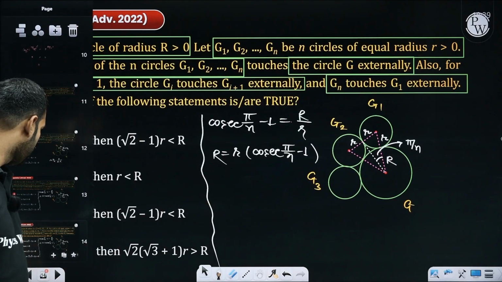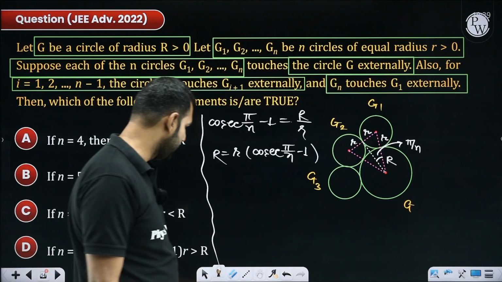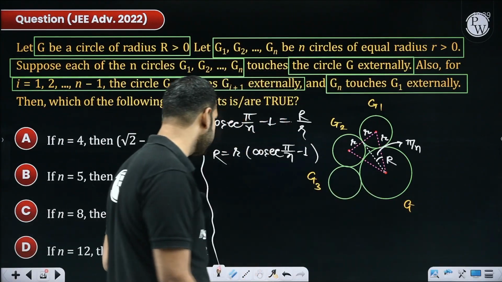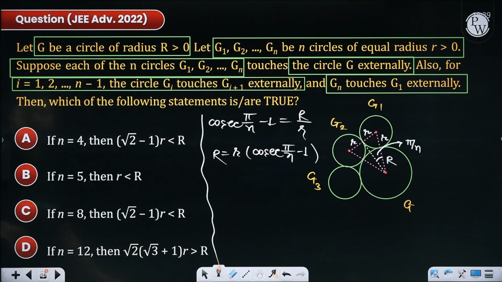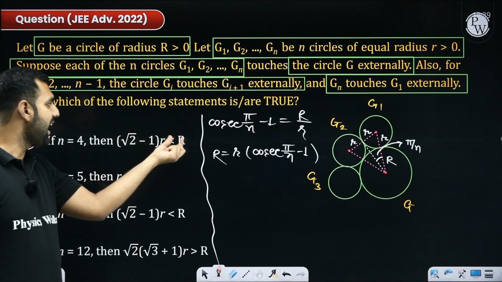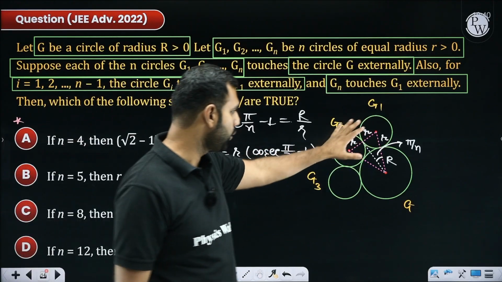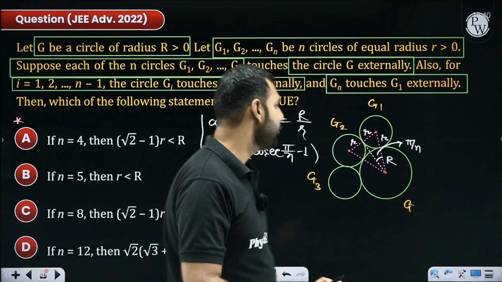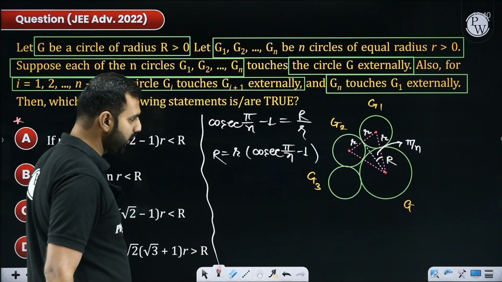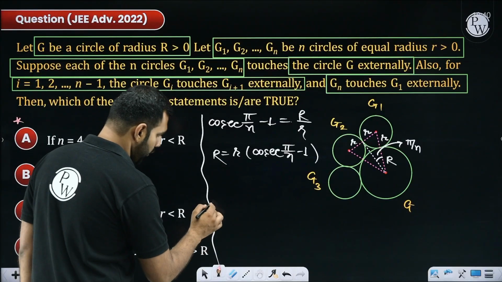Now I'll start applying options, because this is an MSQ, multiple select questions, more than one option is correct. So if I go ahead with option 1, what is option 1 saying? If n is 4, then r is greater than root 2 minus 1 times r. So if n is 4, that means there are only 4 circles around it. Let me replace n as 4 here. So this will be for option A.